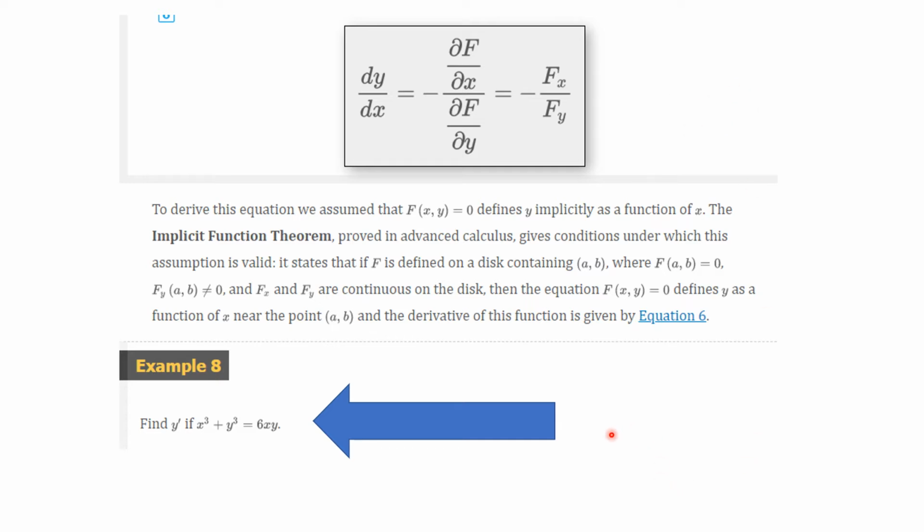Now let's apply that to this problem. You want to find y prime if it is defined implicitly this way: x cubed plus y cubed is equal to 6xy. You know what to do. Let's see how you did.